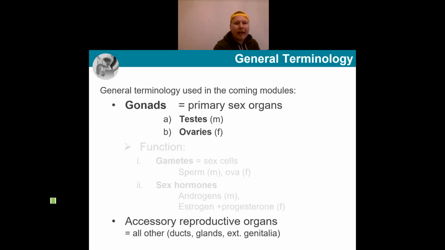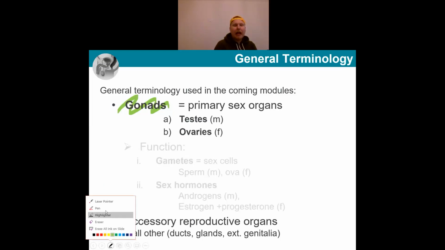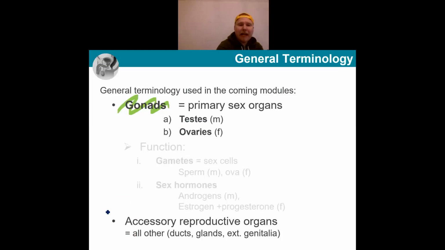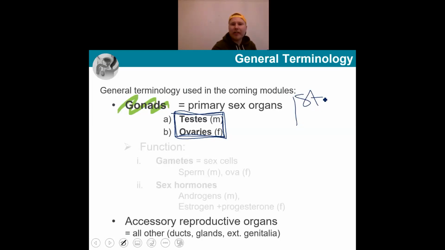So the term gonads refers to the primary sex organs. And you remember that by this, we actually mean testes for males and, for females, the ovaries. So everything else is accessory organs. These primary sex organs are simply testes and ovaries. Those are the ones that we're focusing on. And like I said, everything else is then accessory organs. So there's a bunch of ducts, glands, and of course also the external genitalia.